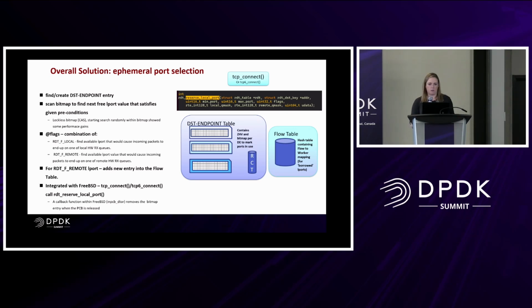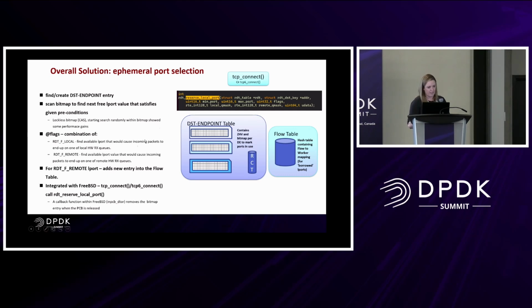Okay, so this is maybe a little more detailed on what it looks like. On TCP Connect, when you're creating your connection, we call this RDT reserve local port function. Here you can choose the min port possible and the max port possible. There's some flags here that I'll go into, and some data as well. Essentially, this returns you directly an L port that you can use that matches the conditions you set in the flags and the QMask.